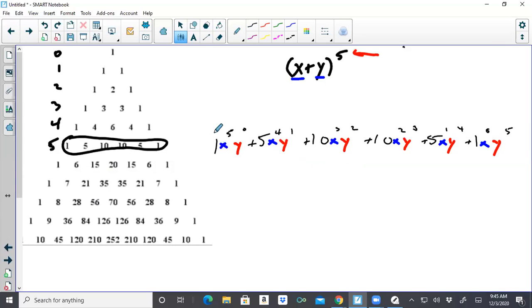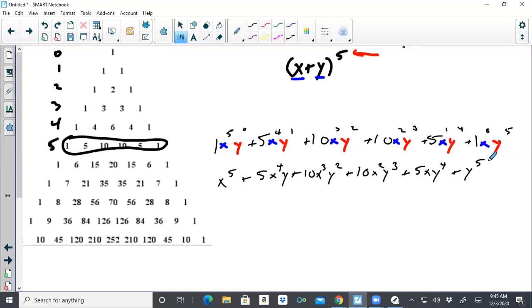So that being said, I can now simplify this entire thing, and then I'm done. y to the 0 power is just 1, so it goes away. So my first term is going to be x to the 5th. Plus, this can't simplify, so 5x to the 4th y. The next one can't simplify, so 10x to the 3rd y squared. The next one can't simplify, so 10x squared y to the 3rd. And then I get 5xy to the 4th. And I get 1, x to the 0 is 1, and y to the 5th, which is just y to the 5th.